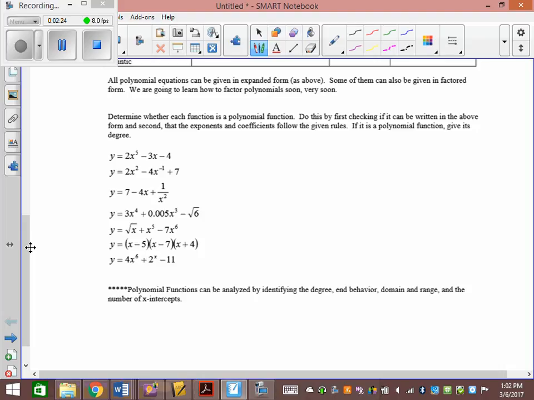So this is x to the 5, x to the 1, and then nothing. So that's a polynomial, and it's degree 5. The second one is x squared, 2x squared, minus 4x to the -1. You can't have negative exponents. So it's not a polynomial.